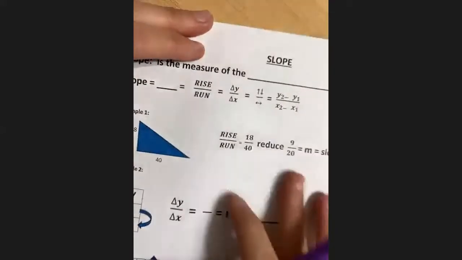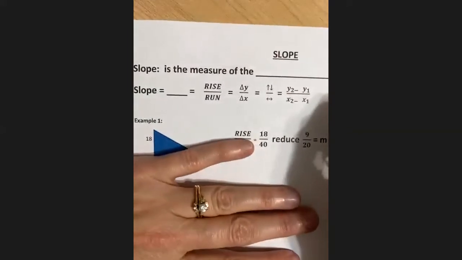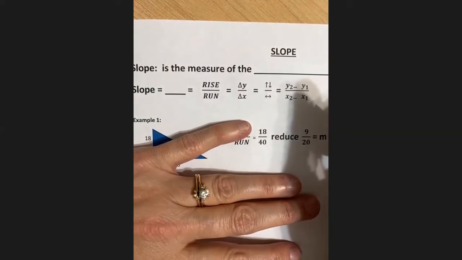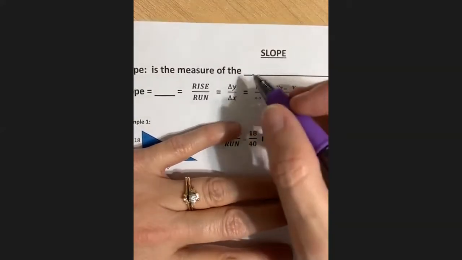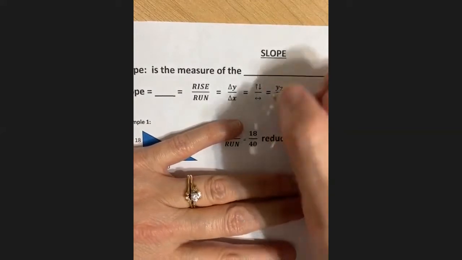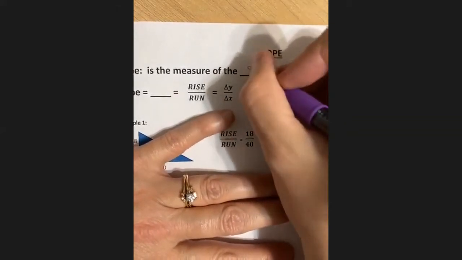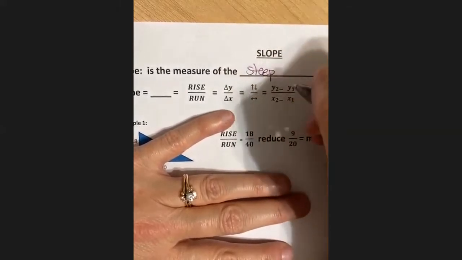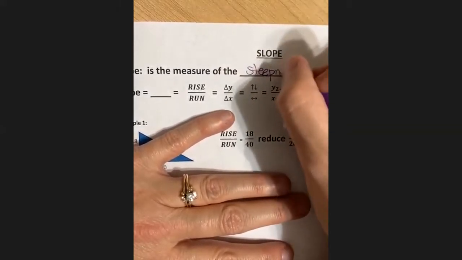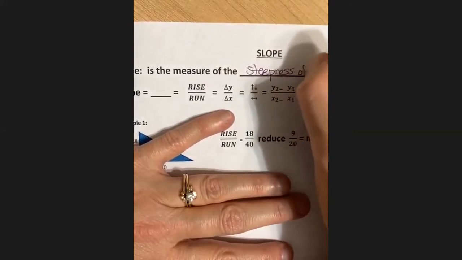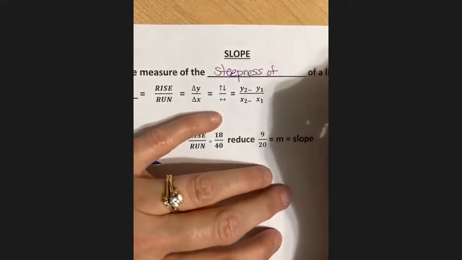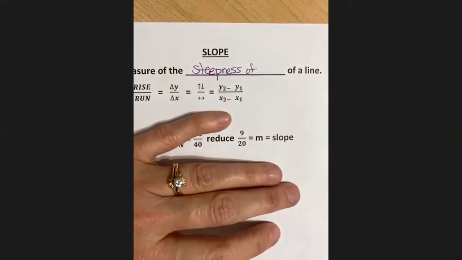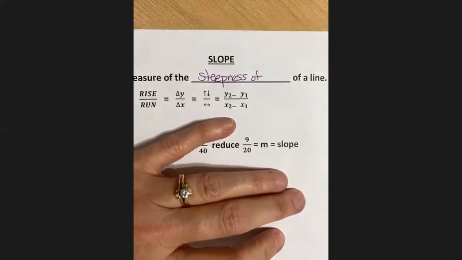So what is slope? Well, if you were listening to me really well, I said slope is the measure of what? It's the rate of change. It's the steepness. But I just didn't talk about that, how steep the line is. So it is the measure of the steepness of a line.